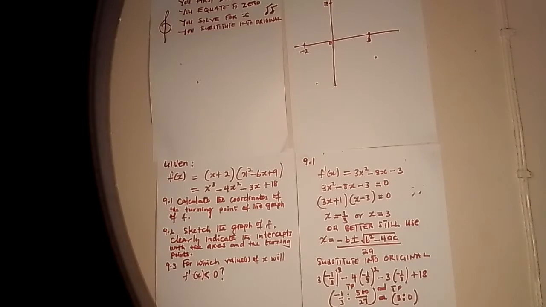So now that I have this, I can go and plot my points, because what is important is that I have my turning point already, because question 9.1 says we must calculate the turning point, which you have done. 9.2 says we must sketch, so we needed our x-intercepts and y-intercept. Then we go and sketch our graph. So now you don't need to waste time here.